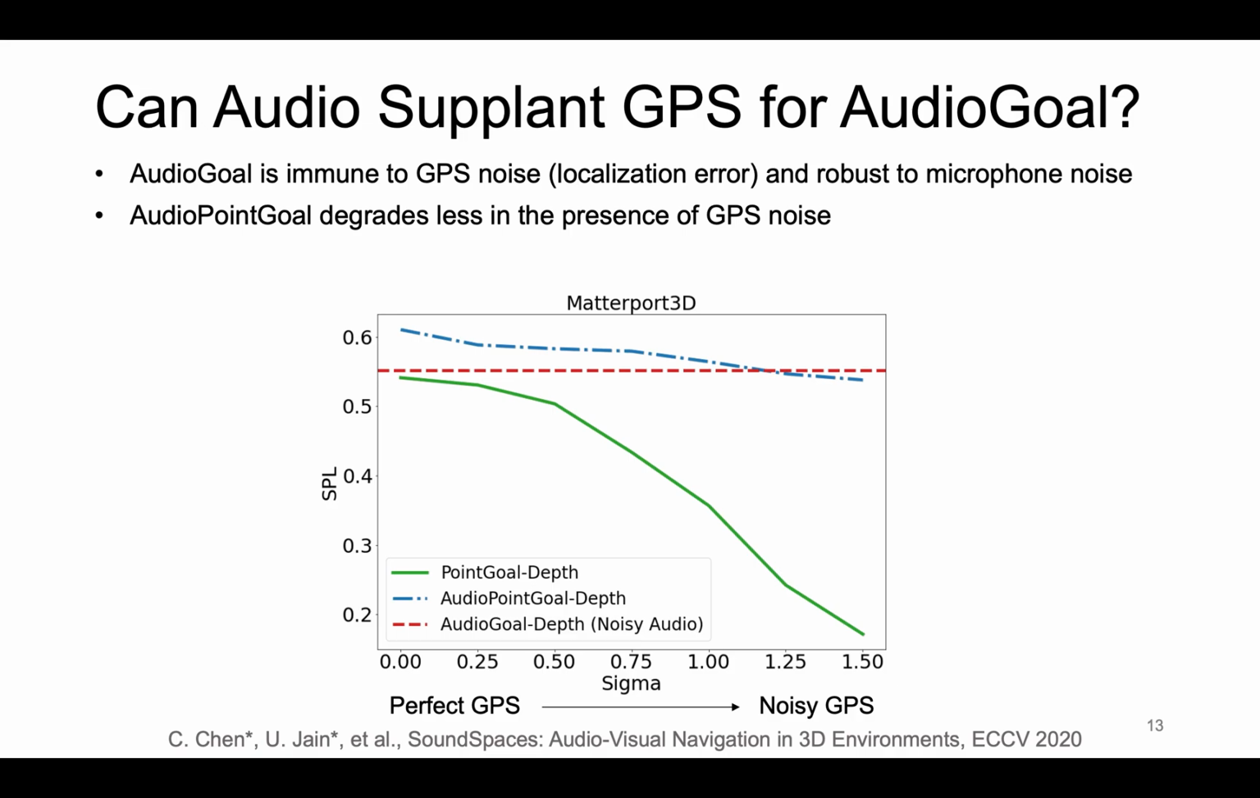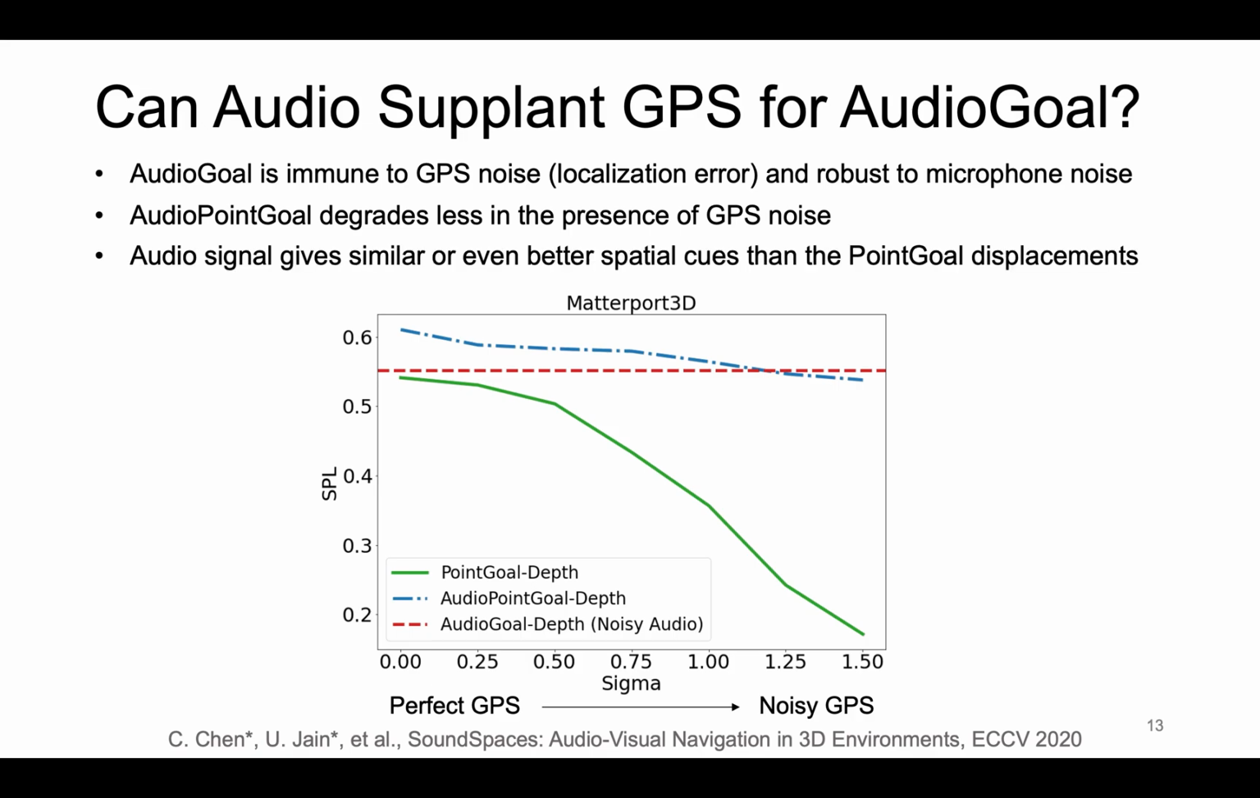This is a key result. This is evidence that audio signal gives similar or even better spatial cues than the point goal displacements, which are likely overly optimistic given the unreliability of GPS in practice and especially indoors.